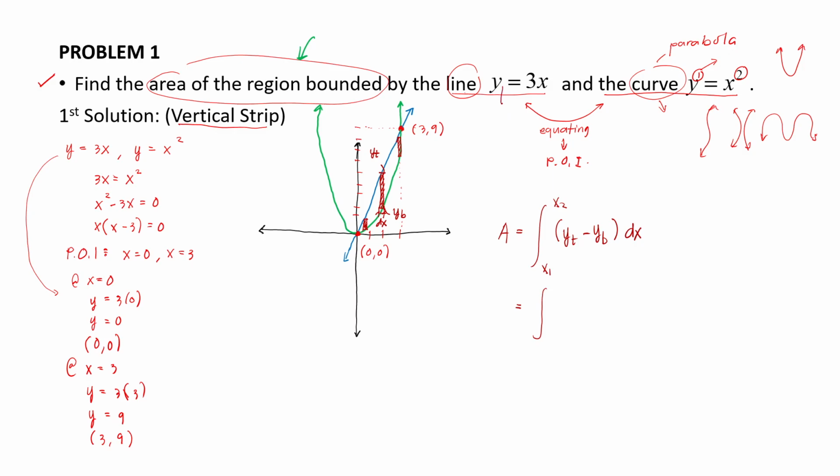So this becomes y top, di ba? So y top is equal to 3x minus y bottom. So y bottom is this one, so this would be the y bottom, x squared. So x1 to x2, that's from left to right. So 0 going towards 3. 0 to 3.